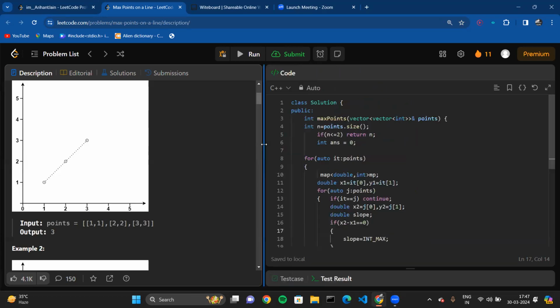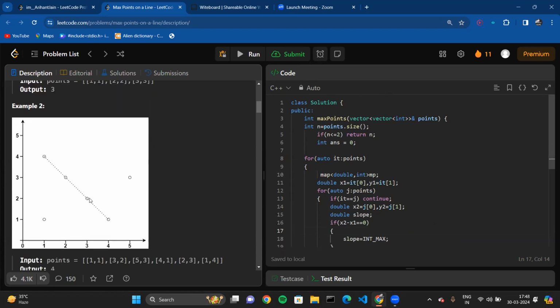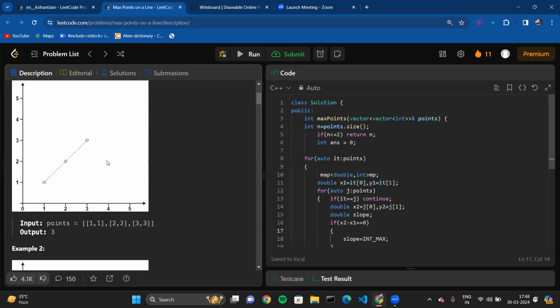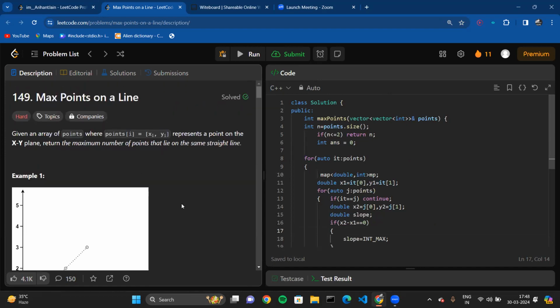So then how can we approach this? See, we have to approach from the slope point of view only. We can approach this easily from the slope point of view, but parallel lines can create trouble for us. So then what is the solution? Okay, let's see.